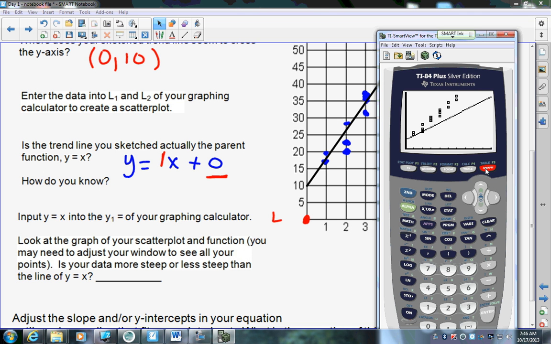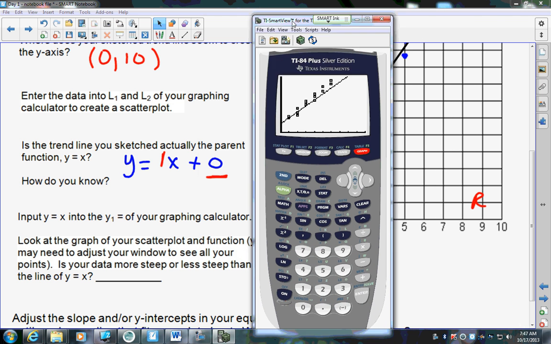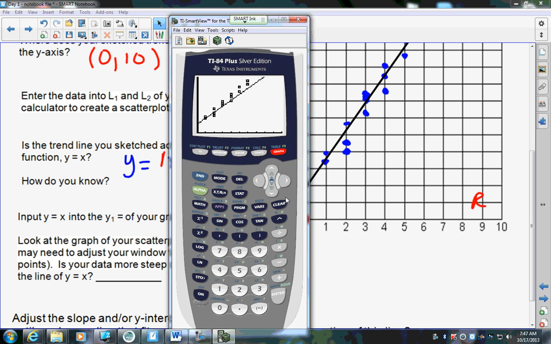All right, it's closer now. But I still need my line to be steeper, so it needs to be a larger number. So let's see, I'll pick 7. That's not bad, but it still could be a little bit better. You want it to go through the middle of all your points, just like we did over here by hand.